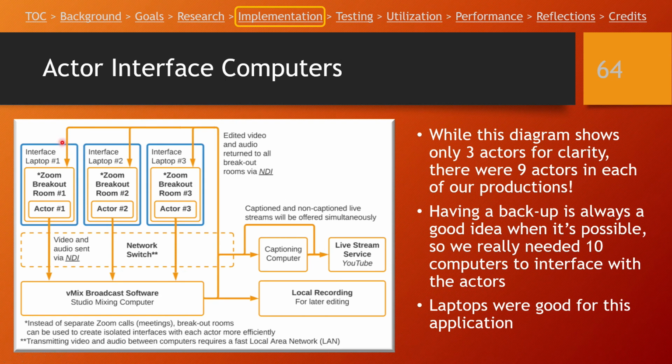So the next part of the system, highlighted in blue here, are the interface computers, the interface laptops. This diagram only shows 3 actors here, but we actually had 9 actors in both of our 2 shows. So we actually had 9 interface computers that we needed to get. And it's always good to have a backup computer on hand, so we requested 10 laptops. And laptops are perfectly fine for this task. What they need to do can be demanding, but it's a lot more manageable than what, say, the mixing computer needs to do. So a laptop can do this job.